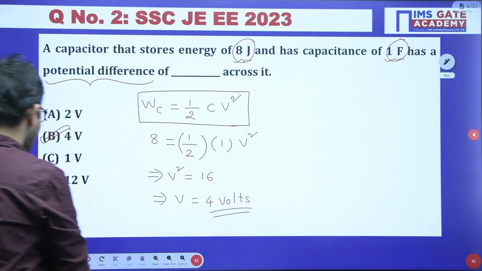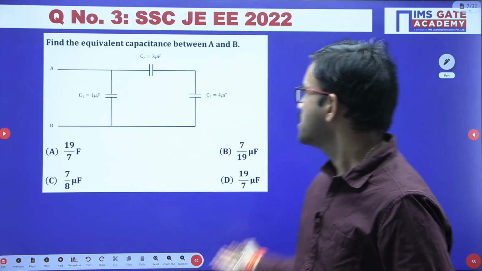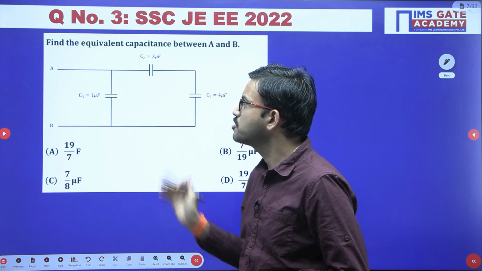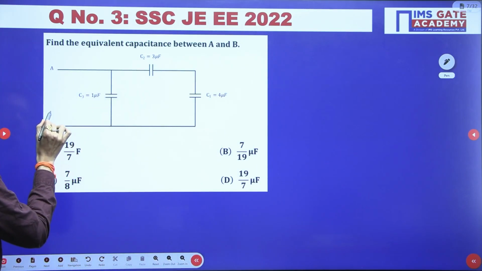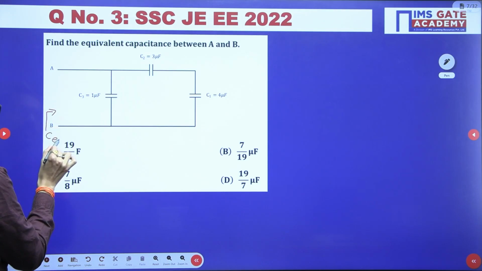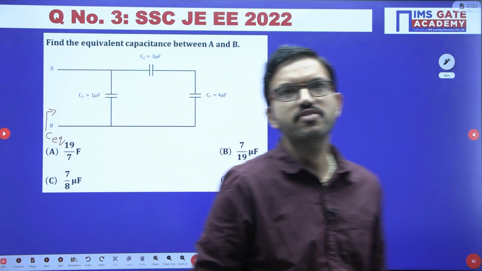Right. Next question, all of you give a try. This is a question based on capacitors. You are having a circuit with the help of capacitors. Now you have to find out the equivalent capacitance across the terminals A and B. Across the terminals A and B, you have to calculate the equivalent capacitance. All of you give a try.